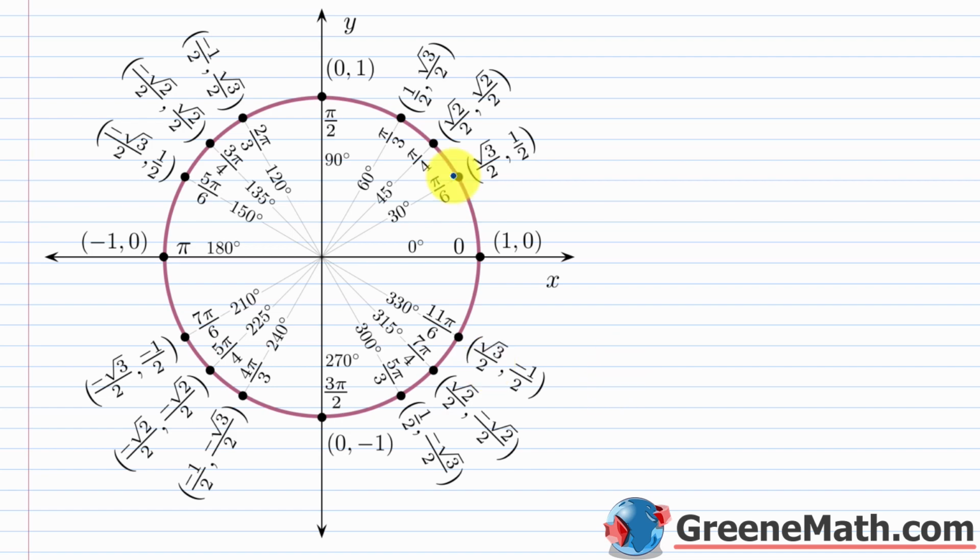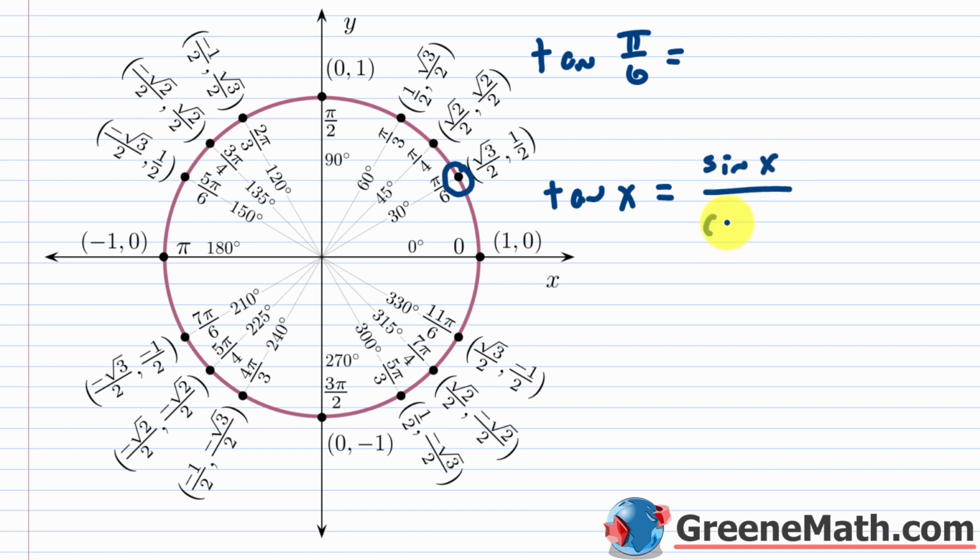First off, I'm just going to pick something like pi over 6 for the angle. So this guy right there. And you know that if you want the tangent of pi over 6, you can find it as the sine of pi over 6 divided by the cosine of pi over 6. In other words, we should know that the tangent of x is equal to your sine of x over your cosine of x. So the tangent of pi over 6 is going to be equal to the sine of pi over 6, divided by the cosine of pi over 6.